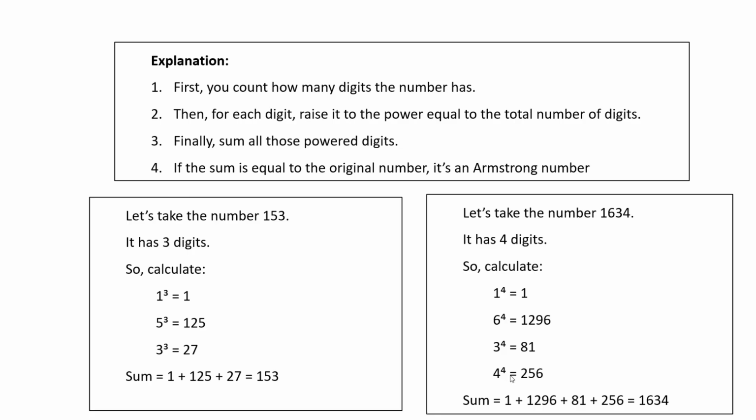Then the sum of all the powered digits: 1 plus 1296 plus 81 plus 256 is equal to 1634. As you can see here, it is equal to the original number. That means it is an Armstrong number. How do we implement this in our program? So let's go to Eclipse and solve this problem in our Eclipse.